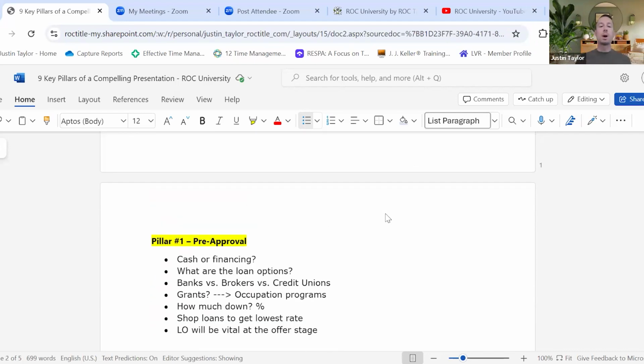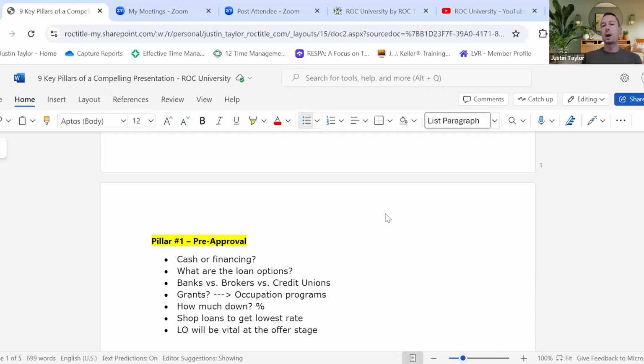So pillar number 1, pre-approval. So pretend I'm the agent, you're the buyer. I'm talking to you guys about this, right? Cash or financing. Are you going to choose to pay cash or are you looking to secure a loan? Have you already thought about getting a pre-approval? Why is it important? We want to make sure that we're prepared. You need to understand what your financing looks like. You've got to talk to a lender. What are the loan options?